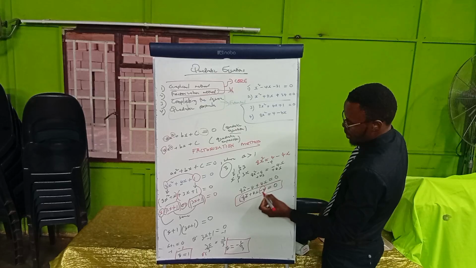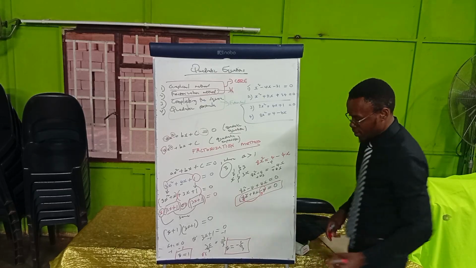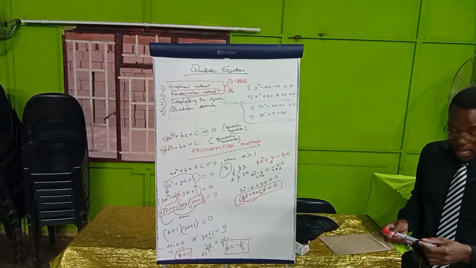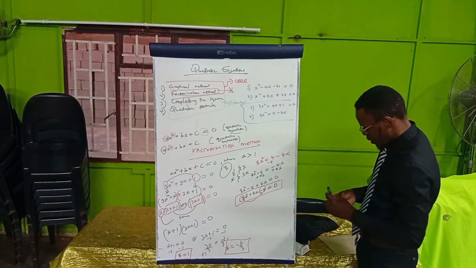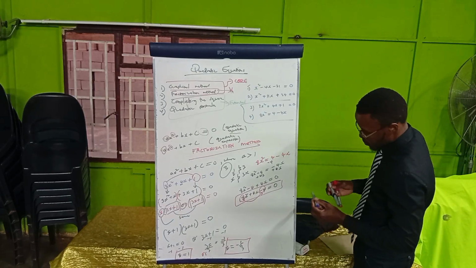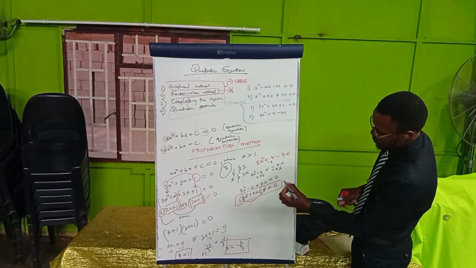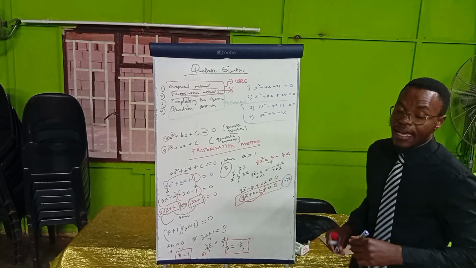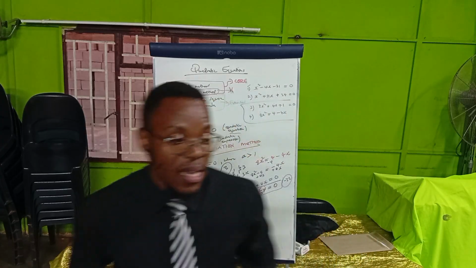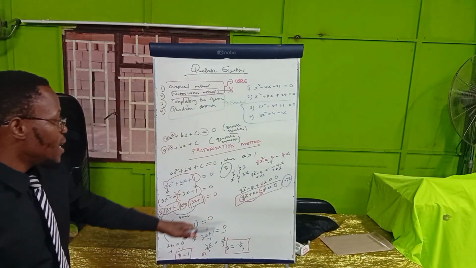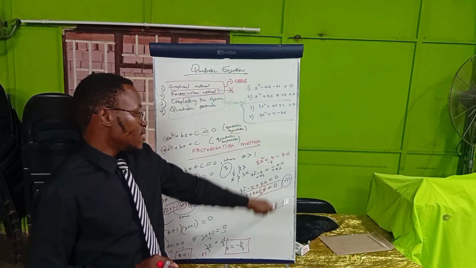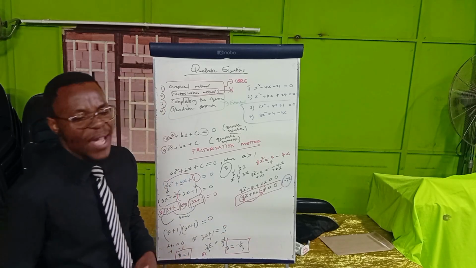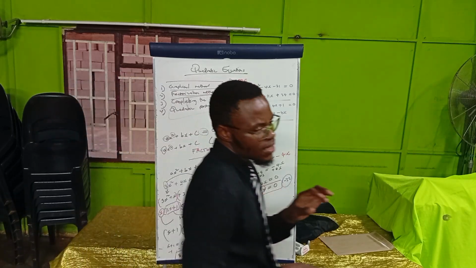We multiply the coefficient of the first term with the last term. So this gives us negative 32. Then again, we find the two factors of negative 32, which when you multiply, you get negative 32, and when you add, you get positive 4.